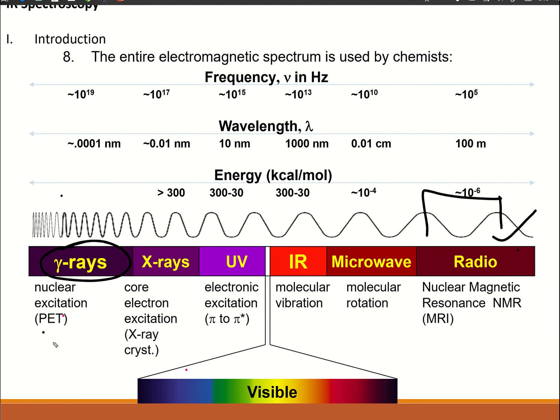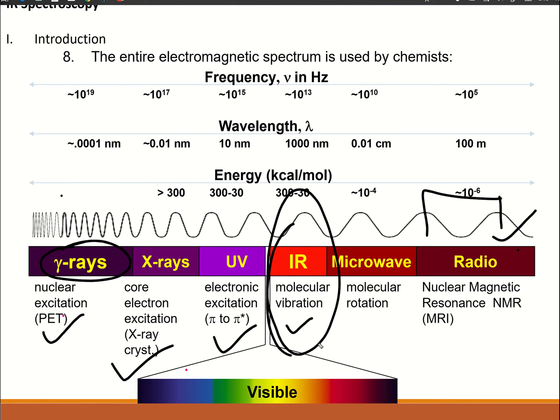Now you can see nuclear excitation with PET, core electron excitation with X-ray, as in X-ray crystallography, electronic excitation pi to pi star, and molecular vibration. This is what we need, and it has lower energy than the UV, while it has more energy than the microwaves. UV-visible has high energy and high frequency. IR has a longer wavelength than the UV, but a higher frequency than the microwave. That is what makes it different from these two, and therefore its interaction is different from that of UV and microwave. Clear? Okay, now let's go to the next one.